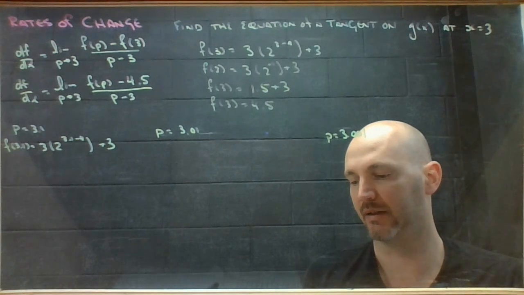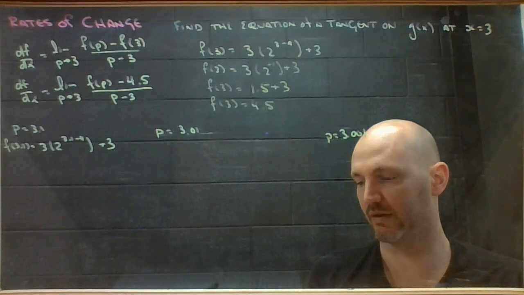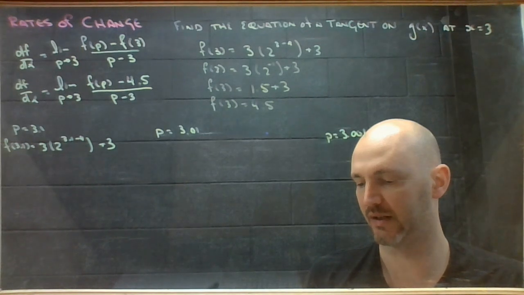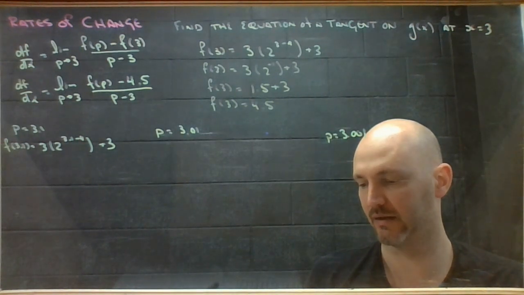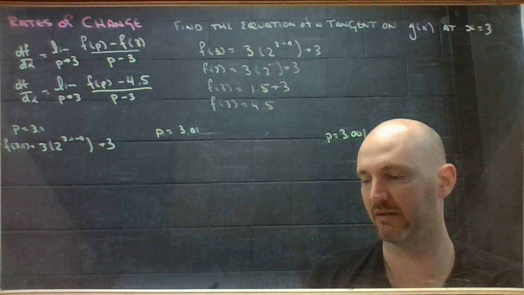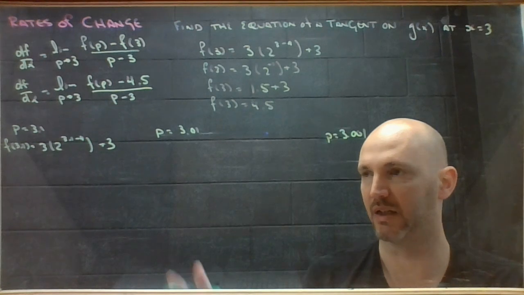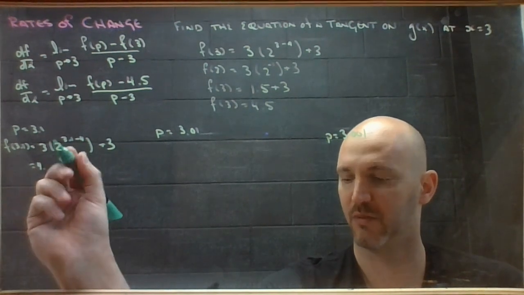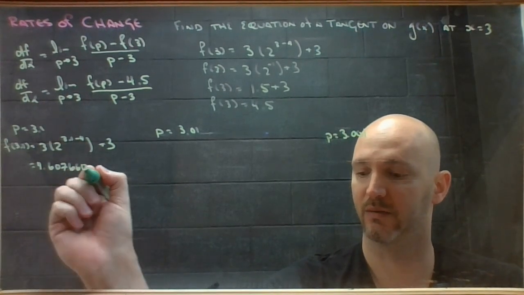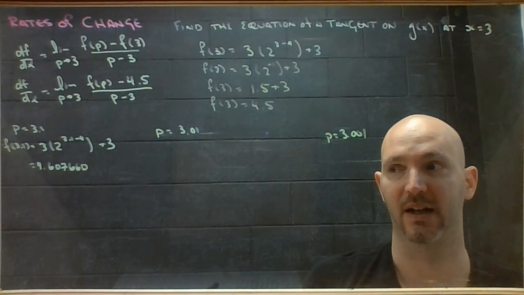Get my calculator out here. 3.1 subtract 4 gives me negative 0.9. 2 to the exponent negative 0.9 gives me 0.535886. Multiplied by 3, it's 1.607, plus 3 gives me 4.607660. I'm sure that 6 decimal points will be enough for us to get a reasonably accurate answer.